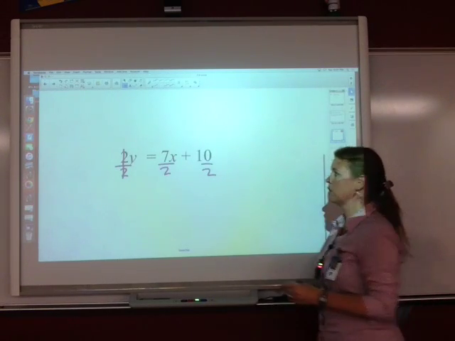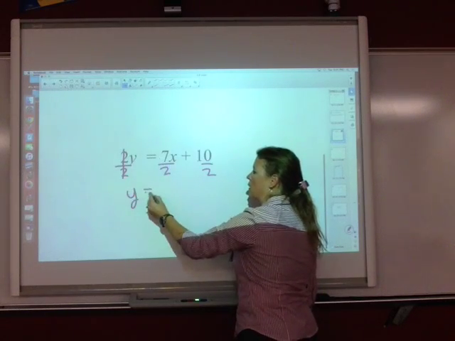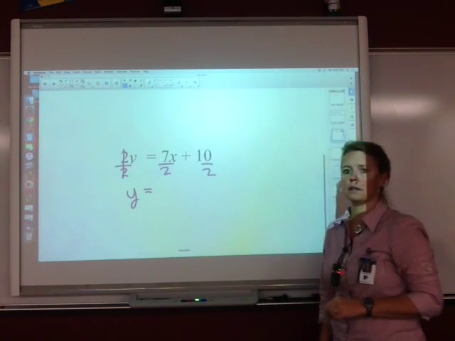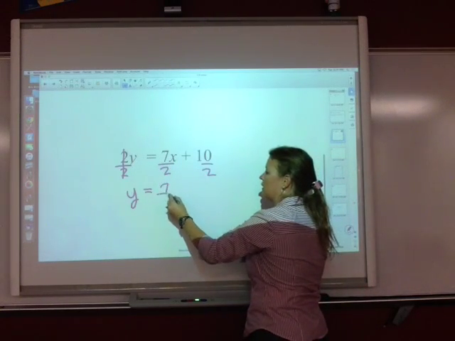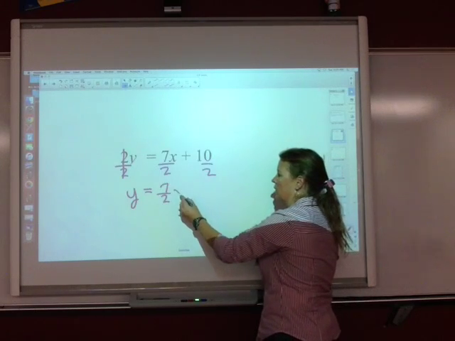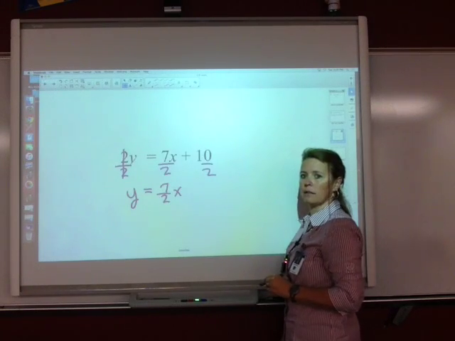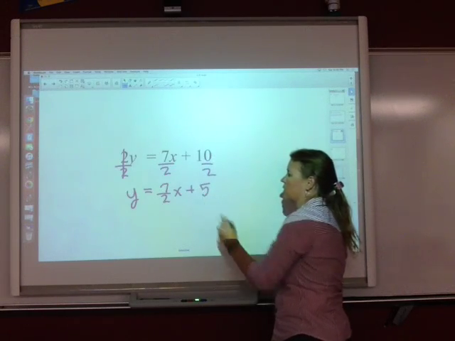3 terms, 3 divisions. The first one cancels, you have a y. Drop down your equal sign, your y is isolated. Function form. 7 divided by 2. 7 doesn't divide by 2 as a whole number. Reduce it if you can, but you can't. So you have 7 over 2 x. Plus 10 divided by 2, which is 5.